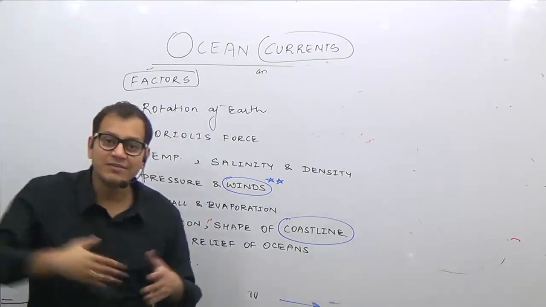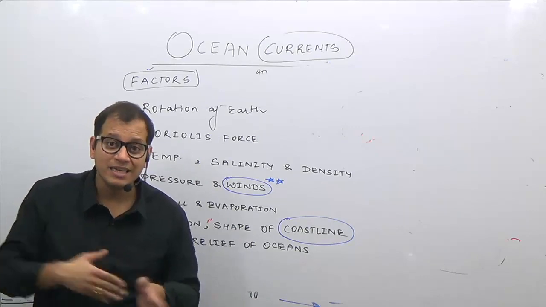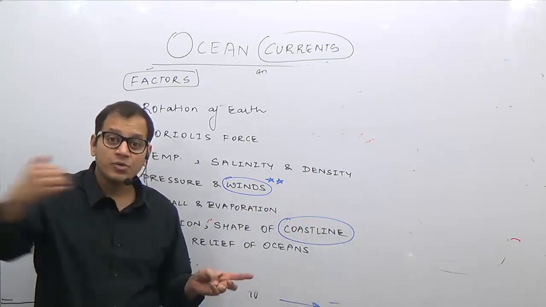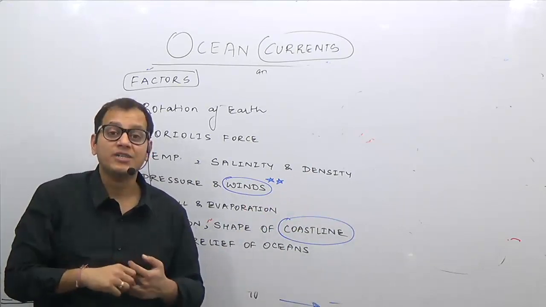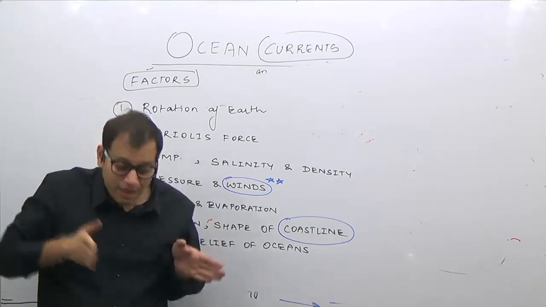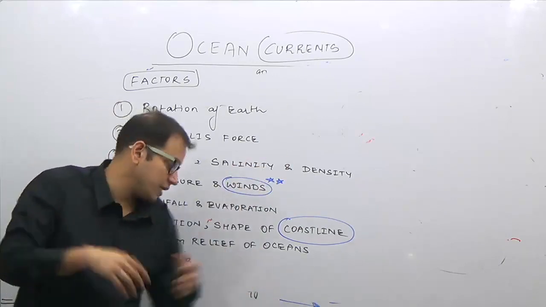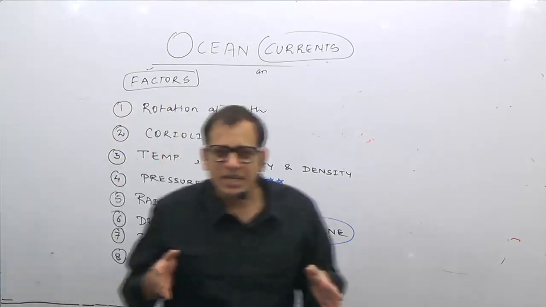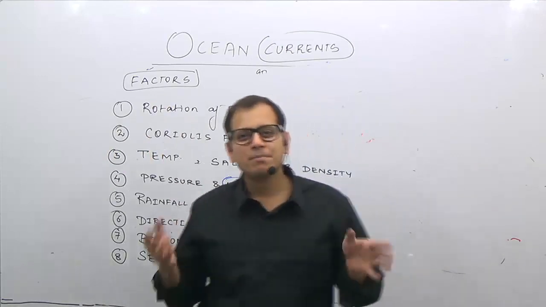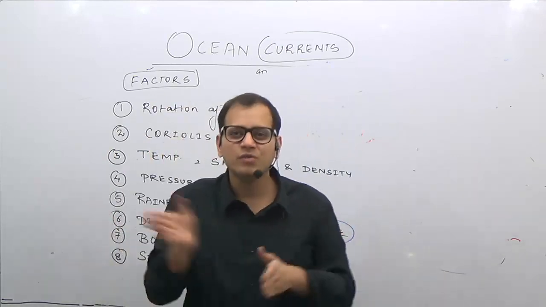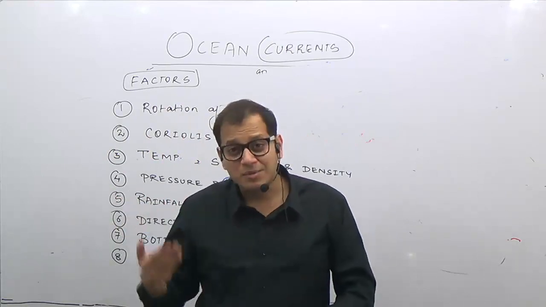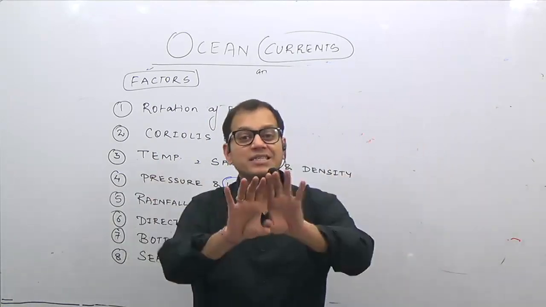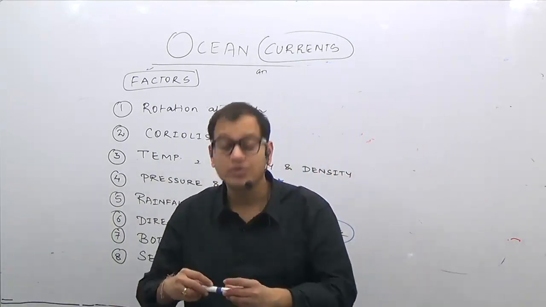Direction and shape of a coastline will change or modify the ocean currents. For example, I told you that in the Gulf of Mexico, one current goes and one current goes above the Caribbean islands or the West Indies islands. Why this bifurcation of an ocean current? Because of the shape of the coastline. Bottom relief of an ocean, the presence of a mid-Atlantic ridge, mid-oceanic ridge, sea mounts also will deflect the ocean currents. Subsurface currents will be affected more. And seasonal variations in the ocean currents. So these are the factors which are related to the ocean currents.